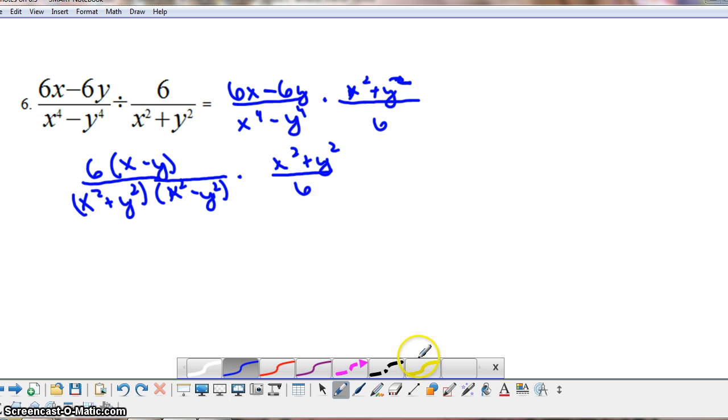But now I notice that this x squared minus y squared, that's also a difference of squares, and it might be helpful to factor that as well. So let me rewrite what I have here, and I'm going to rewrite x squared minus y squared as a difference of squares, x plus y, x minus y.